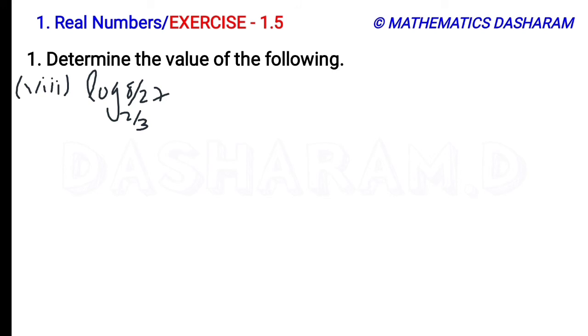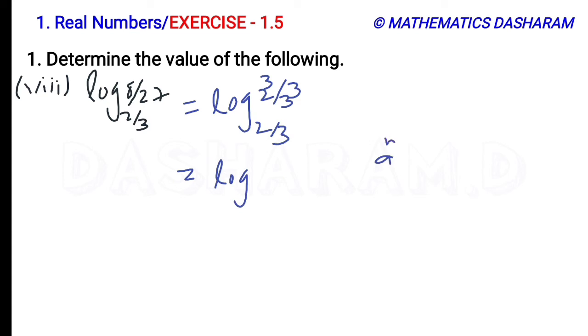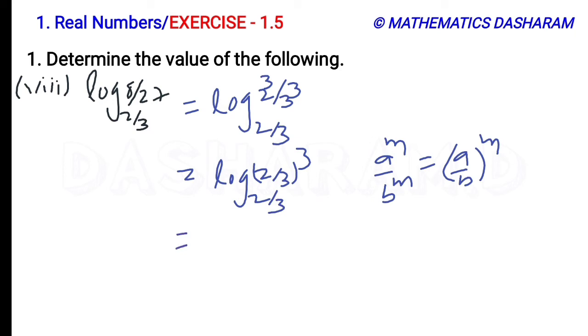Next question, log 8 by 27 base 2 by 3. Log 8 in exponential form is 2 cube and 27 is 3 cube, base 2 by 3. Here a to the power of m by b to the power of m equals (a by b) whole to the power of m. So then 2 by 3 whole power 3, base 2 by 3. Now log a to the power of m equals m into log a.